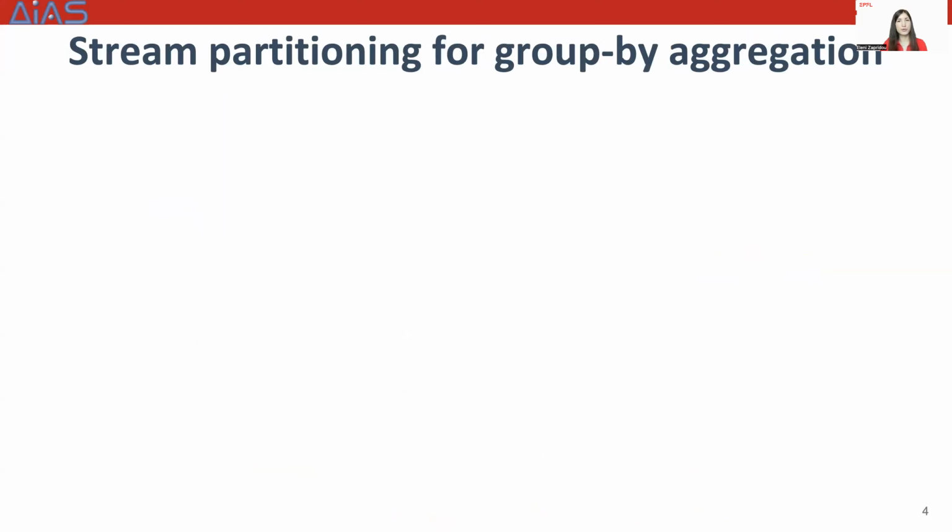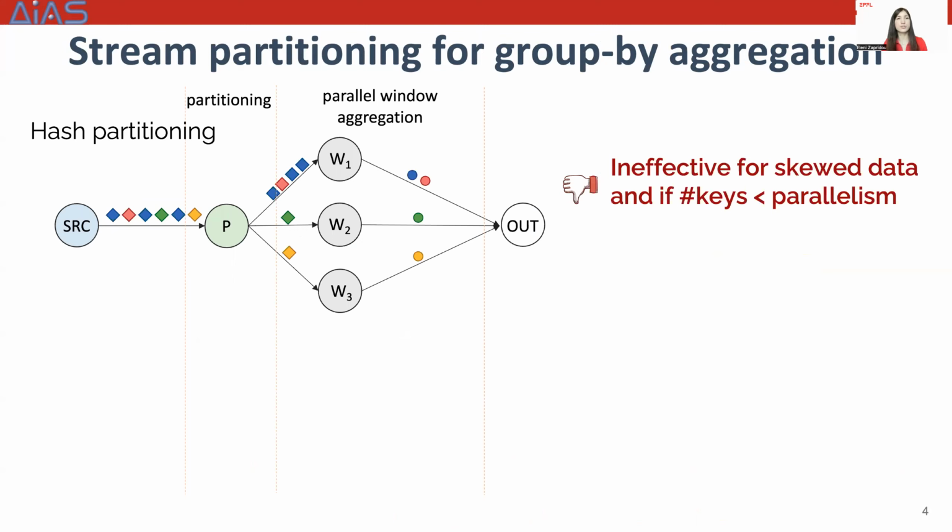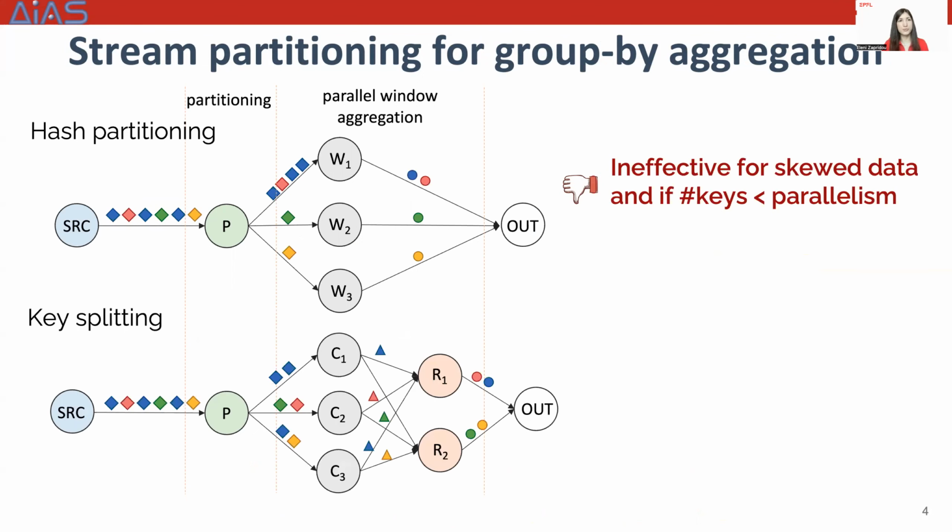In this work, we focus on group by aggregation. And as I said, the natural way to partition the data in this case is to do hash partitioning, but hash partitioning is not effective if we have a skewed data distribution or if the number of keys is smaller than the degree of parallelism in the system. For these reasons, key splitting was proposed, which is considered the state of the art.